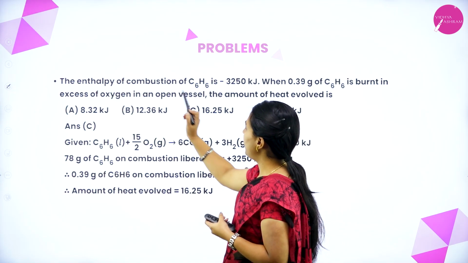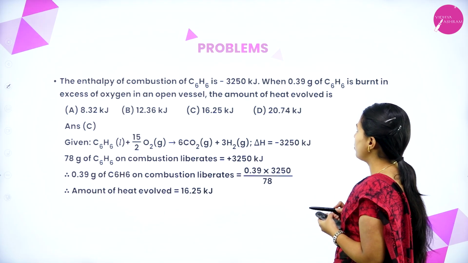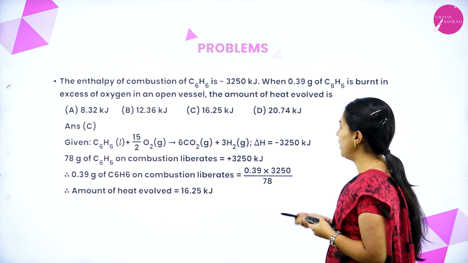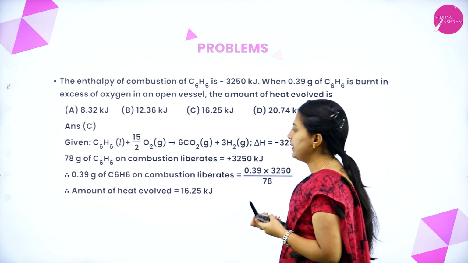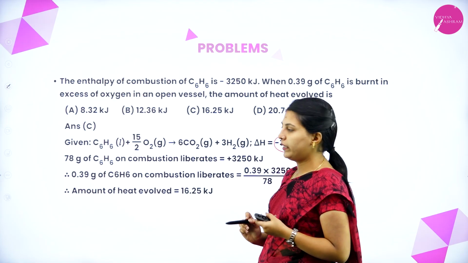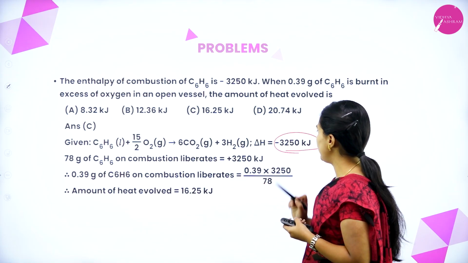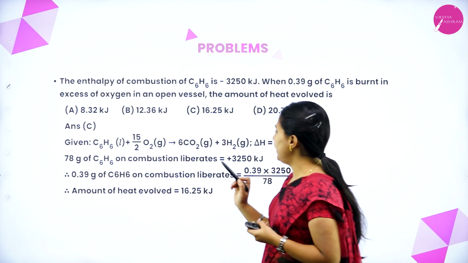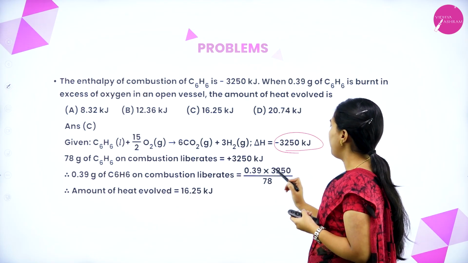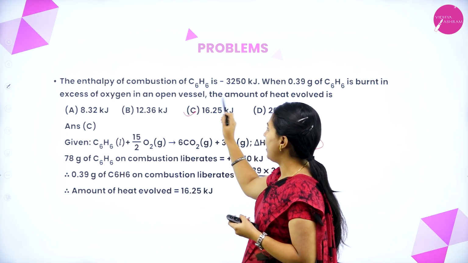Next one, the enthalpy of combustion of C6H6, that is benzene, is minus 3250 kilojoule. When 0.39 grams of benzene is burned in excess of oxygen in an open vessel, the amount of heat evolved, it is exothermic. This is the reaction for this amount of enthalpy in kilojoule. 78 gram of benzene on combustion liberates 3250 kilojoule. If 0.39 gram of C6H6 on combustion liberates 0.39 into this amount by 78, then the amount of heat evolved is 16.25, that is answer C.